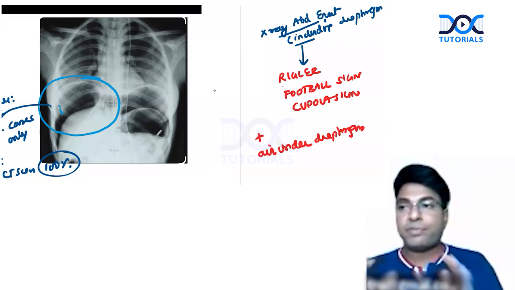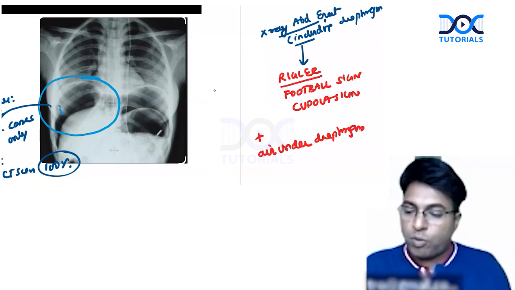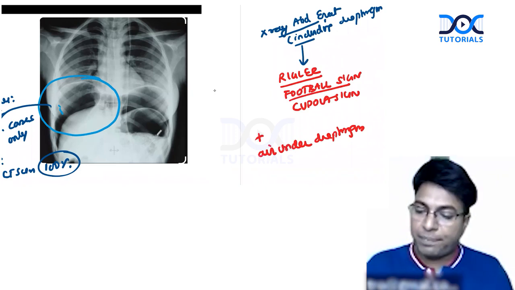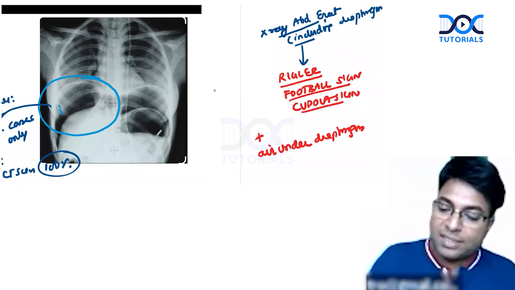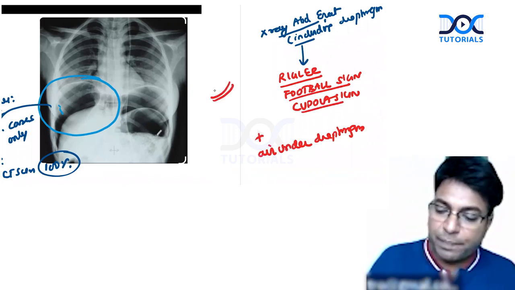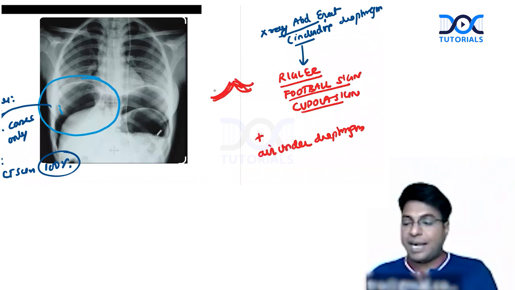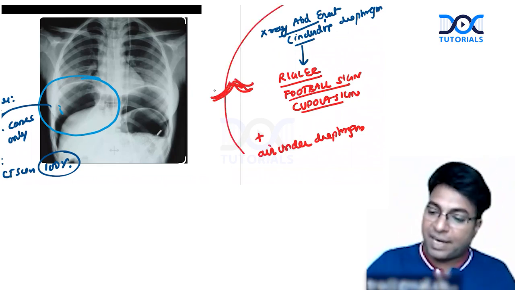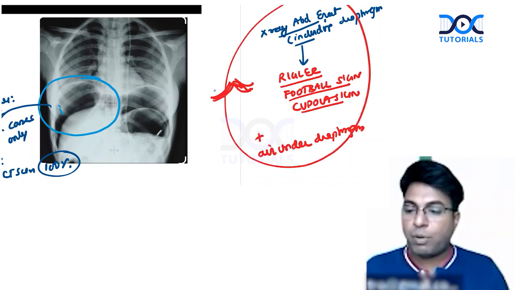Rigler sign is a sign of air on either side of the bowel. Football sign is huge air under diaphragm. Cupola sign is air on either side of the xiphisternum like this. So these are all other signs you'll be discussing in radiology. But please remember, X-ray abdomen erect, including the diaphragm, is the best answer.